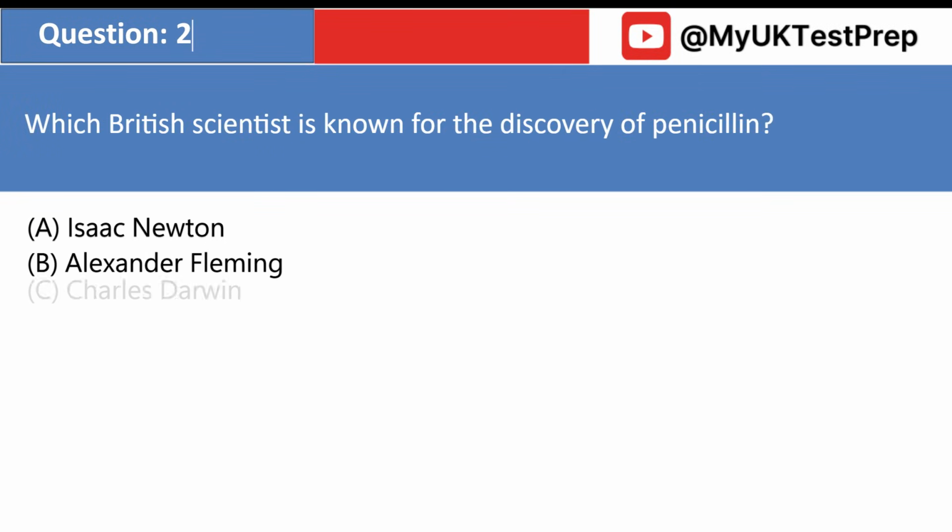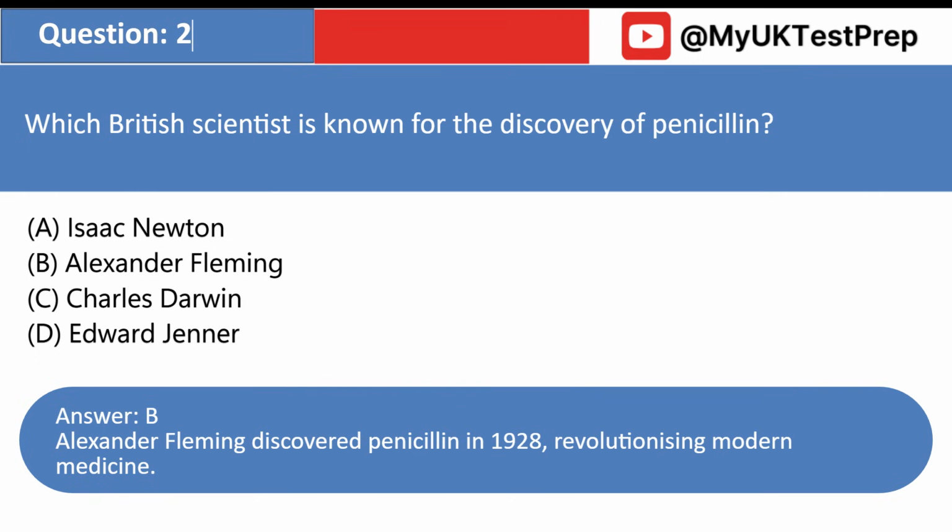Which British scientist is known for the discovery of penicillin? A. Isaac Newton. B. Alexander Fleming. C. Charles Darwin. D. Edward Jenner. Answer: B. Alexander Fleming discovered penicillin in 1928, revolutionizing modern medicine.